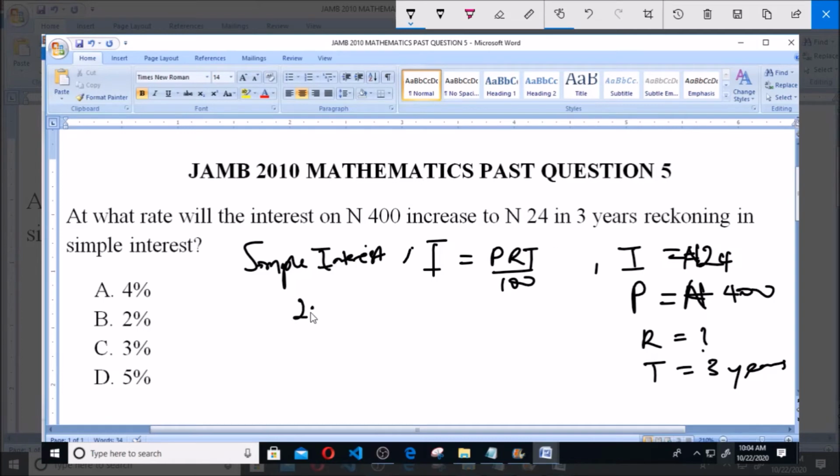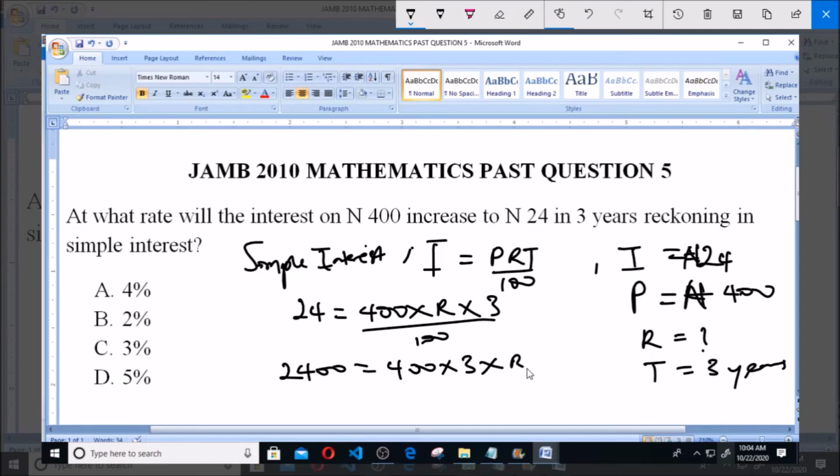Now from this we can find our R. Simple interest 24 Naira is equal to the principal amount 400 multiplied by the rate R multiplied by the time, which is 3 years, all over 100. From this we can say 2400 is equal to 400 multiplied by 3 multiplied by R, and that is 2400 is equal to 1200 R. Now divide both sides by 1200. So we have 1200 over 1200.